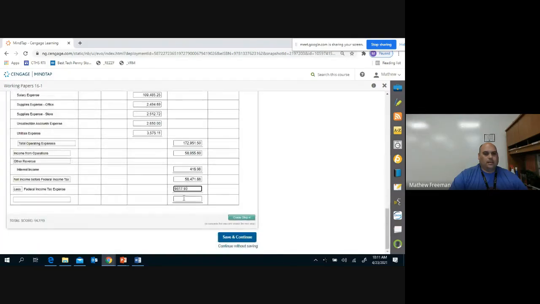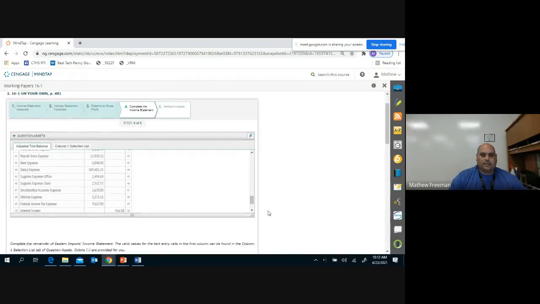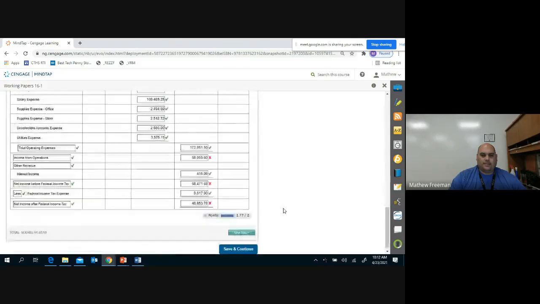Okay. And now this is going to be our net income after federal income tax. Now what we do is we're subtracting, right? So I got $48,853.08. Now let's hope that all my math is correct, and hope I didn't make any human input errors, especially hitting a nine instead of a six.